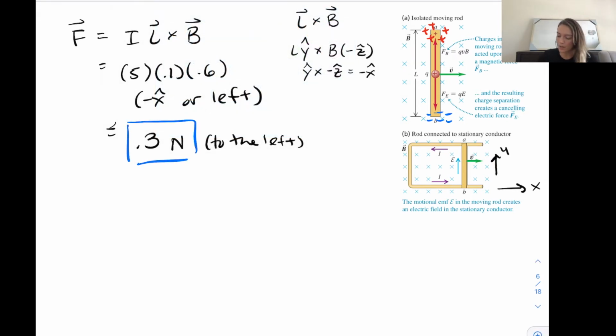All right, so when we pull this rod to the right with some velocity, the magnetic field will exert a force on that, and that force will be in the opposing direction, so that will be to the left with a force of 0.3 newtons.